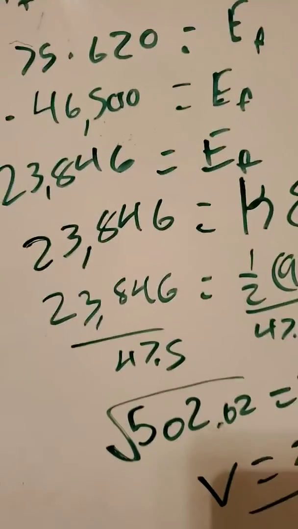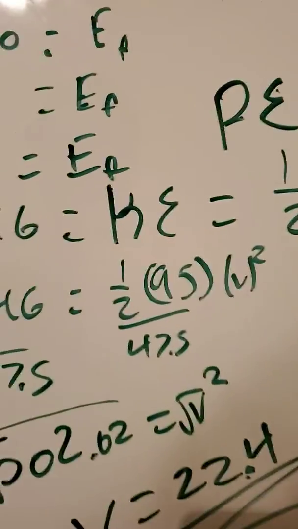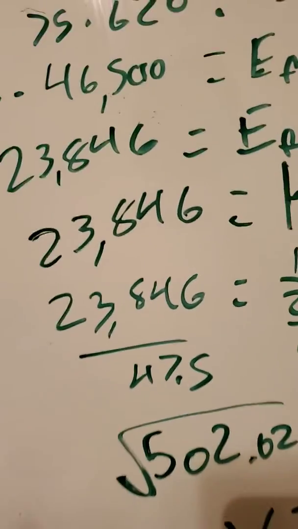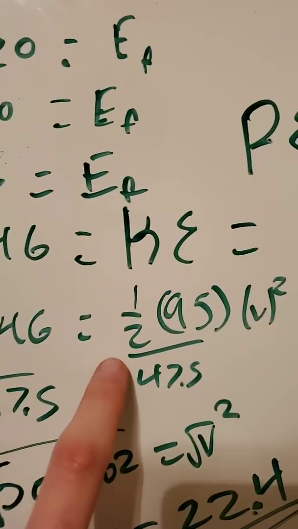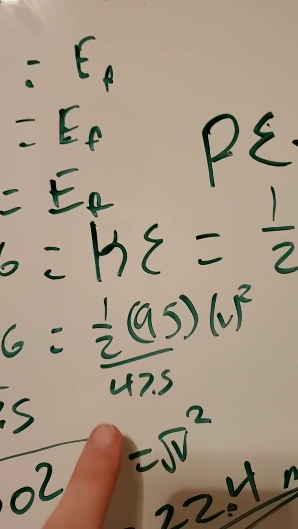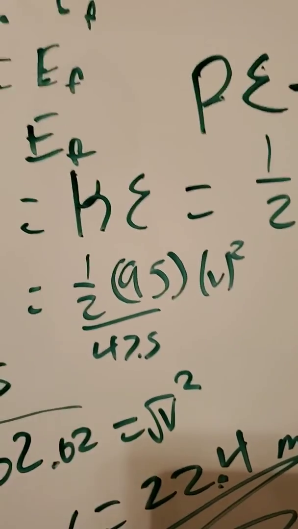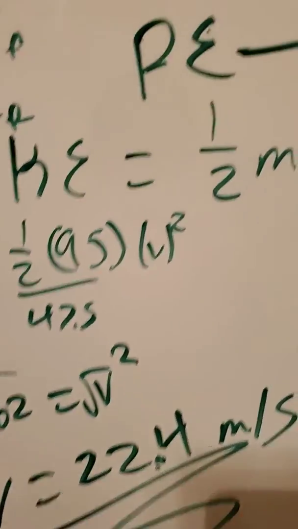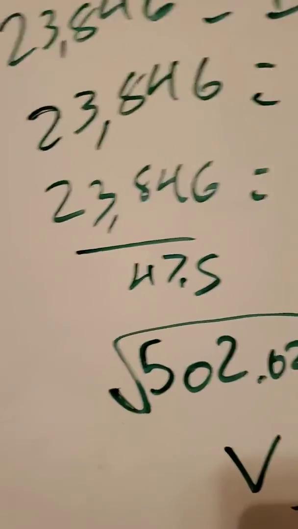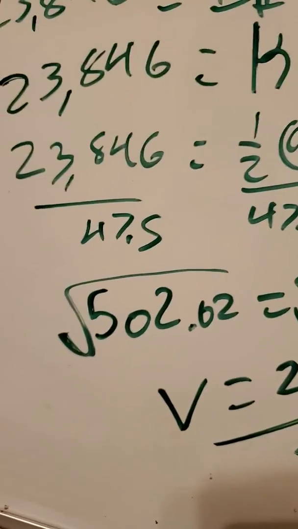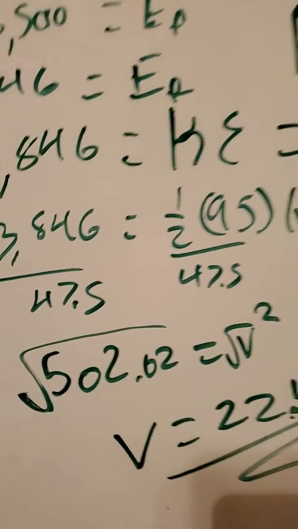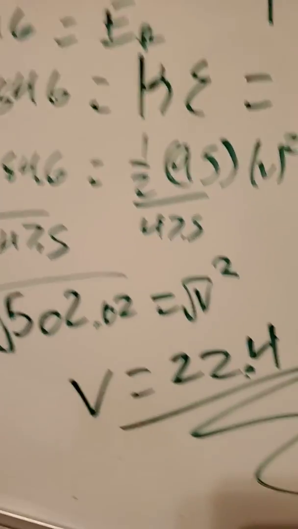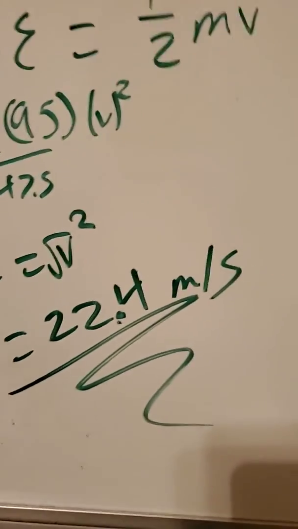All right, so we just plug in all of the variables we know. Our final energy here is equal to the 1/2 times 95, which is just 47.5. I just divided that out to take them off each side. And you'll be left with the velocity squared is equal to 502.602. And take the square root of both sides, and you'll be left with 22.4 meters per second, which is the biker's final velocity.